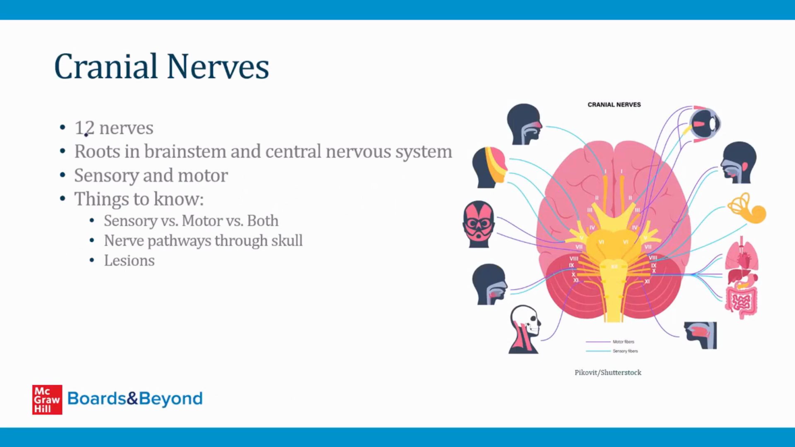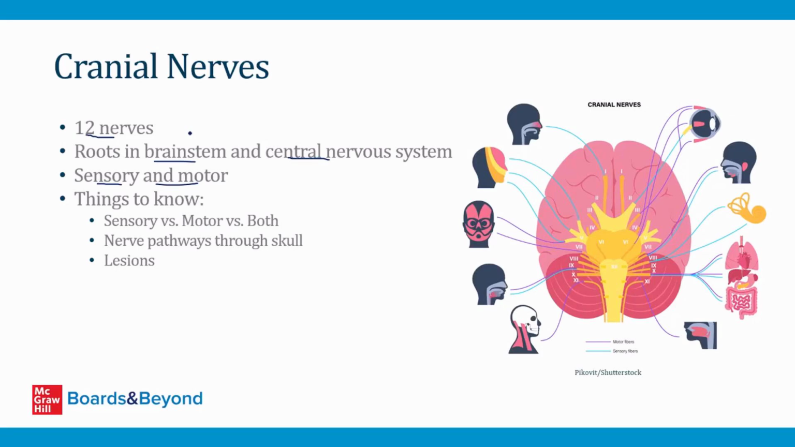So the cranial nerves are 12 nerves who have their nerve roots in either the brainstem or higher up in the central nervous system. This is different from other nerves that have nerve roots in the spinal cord. They can be sensory or motor or both, and we're going to go through all 12 cranial nerves in this video and the second video on cranial nerves.